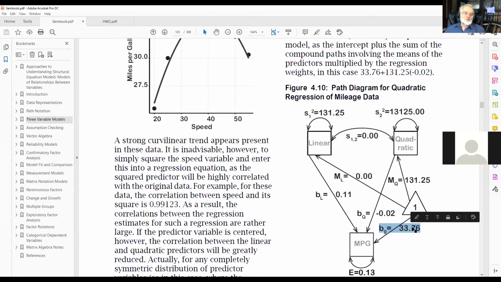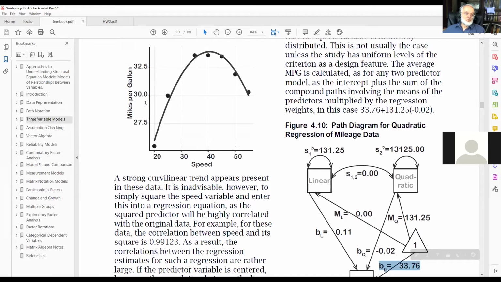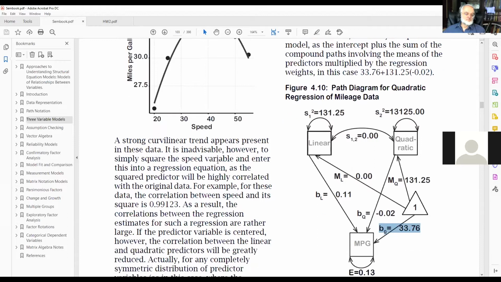Said another way, remember we talked about in earlier lectures the fact that when I do a regression, the regression always has to go through the point mean of x, mean of y. And if I center the mean so that the predictor has a mean of 0, the intercept then has to go through mean of y. So in this data set, 33.76 is the mean miles per gallon that I observe across all of the observations in the data.